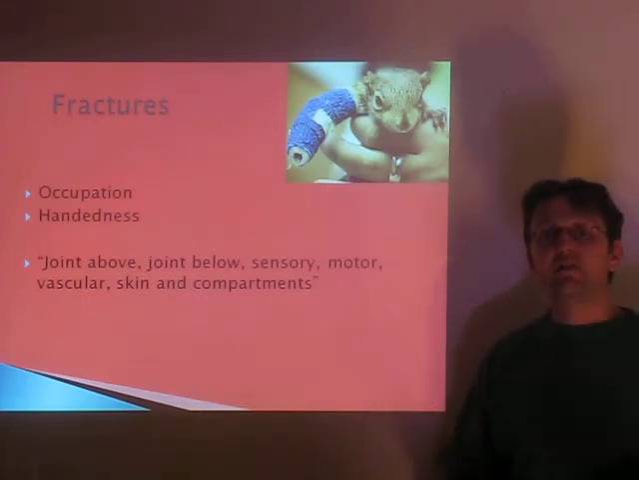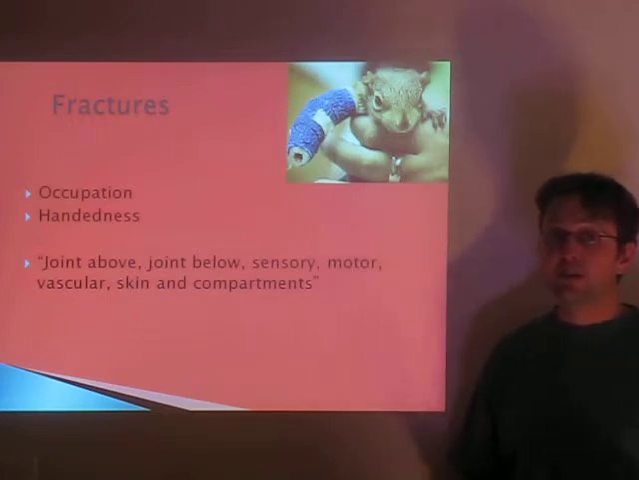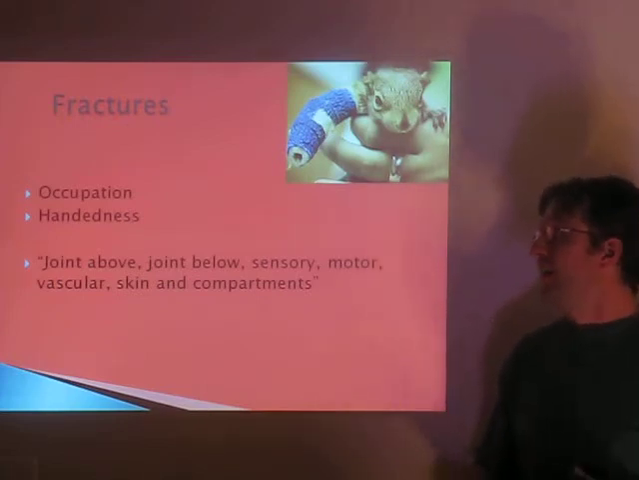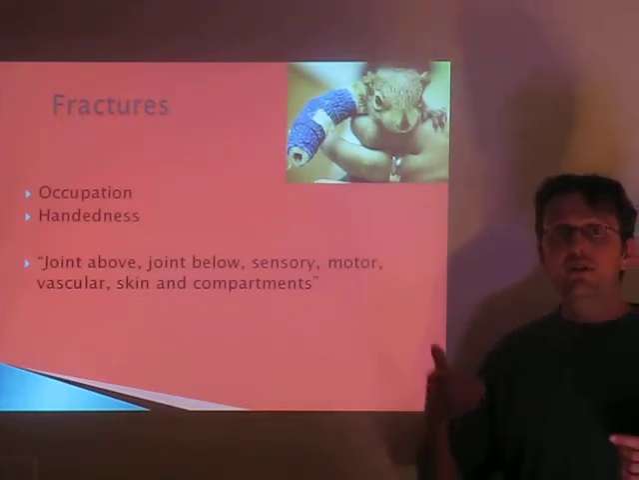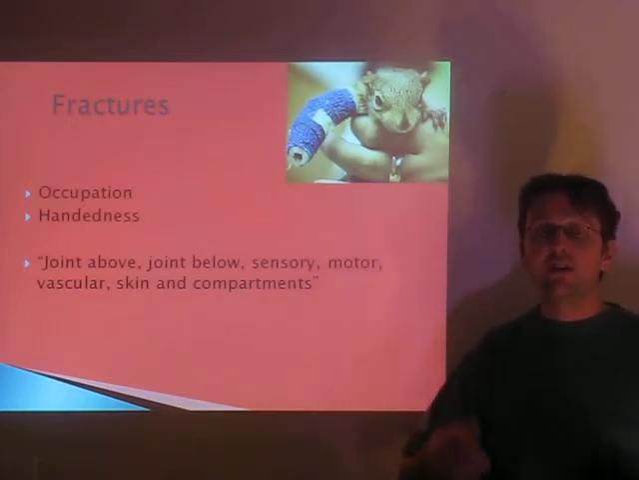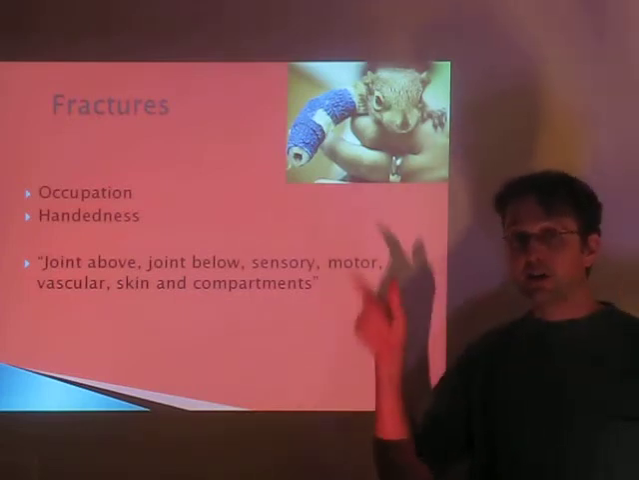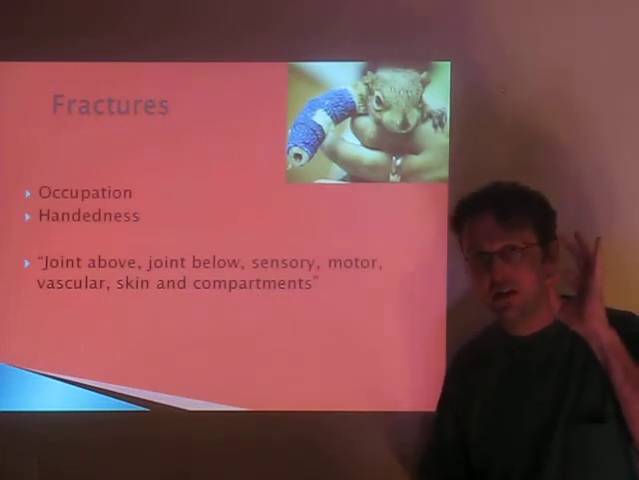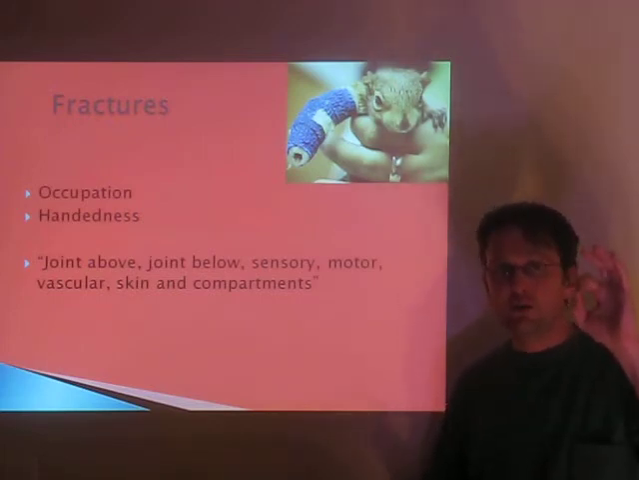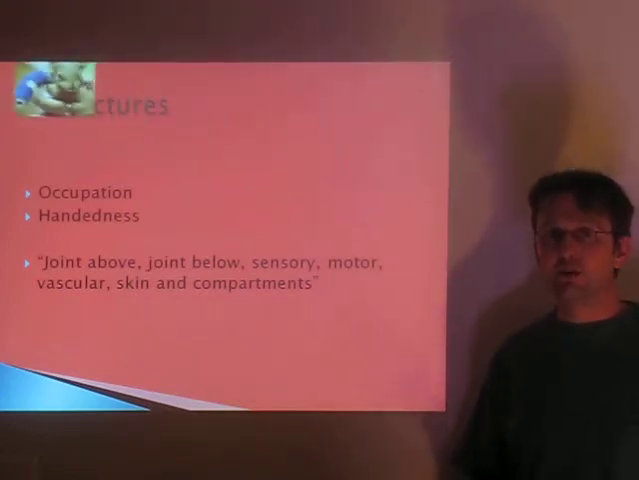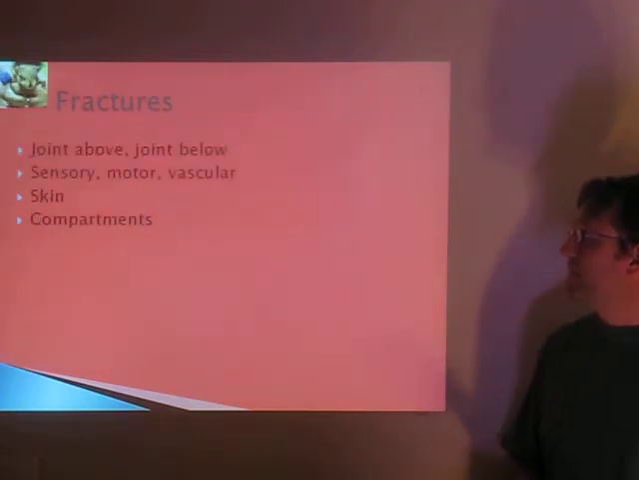Okay? The next thing that's important with fractures, and basically all orthopedic stuff, is I want you to learn this little mantra. Just go over it in your head, over and over. It's joint above, joint below, sensory motor vascular, skin and compartments. If I could come up with a dance for it, I would. That needs to be addressed on every orthopedic chart. Joint above, joint below, sensory motor vascular, skin and compartments. Okay? Learn it.